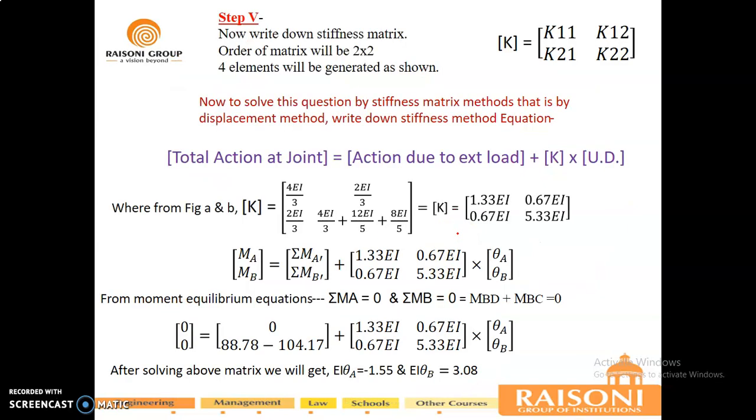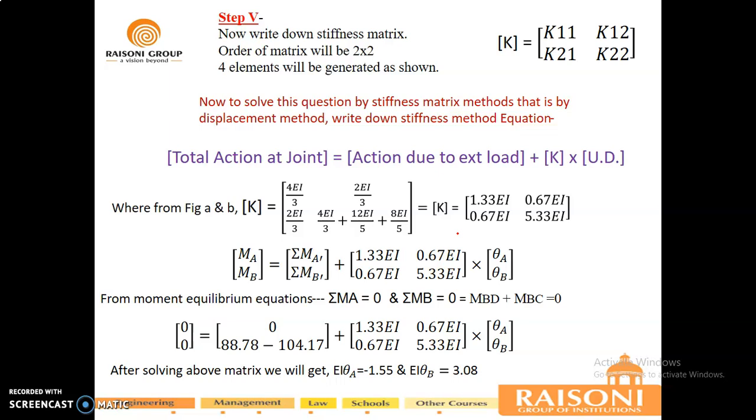Now moving to our next step, the fifth step, that is to write down the stiffness matrix. Since we have got all four elements, the stiffness matrix will be formulated of 4 elements. Since we are having 2 unknown displacements, a 2 by 2 matrix will be there. So K11, K12, K21 and K22 will be the elements.